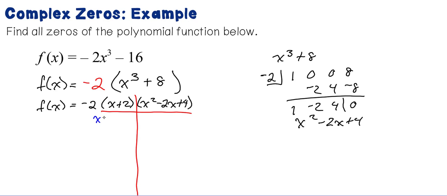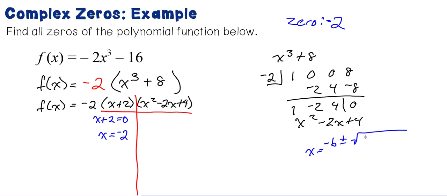So I know this first one is x plus 2 equals 0, so x equals -2. So that's one of our zeros. So my zeros, one of them is 2, or I'm sorry, -2. The other thing on the other side, we can't factor this out evenly. So we want to use the quadratic formula. So remember, the quadratic formula is -b plus or minus the square root of b squared minus 4ac divided by 2a.